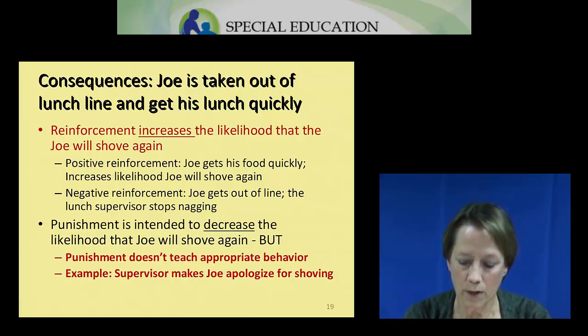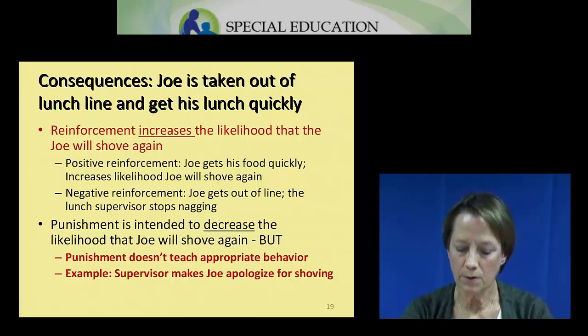He also may be avoiding some things that he doesn't want, like he might be able to get out of the line, get away from a supervisor, and that's negative reinforcement working in this example. The bottom line here, though, is that Joe's behavior is actually working for him. It's helping him get what he wants, and that's something that we're going to have to be thinking about as we start to plan interventions.